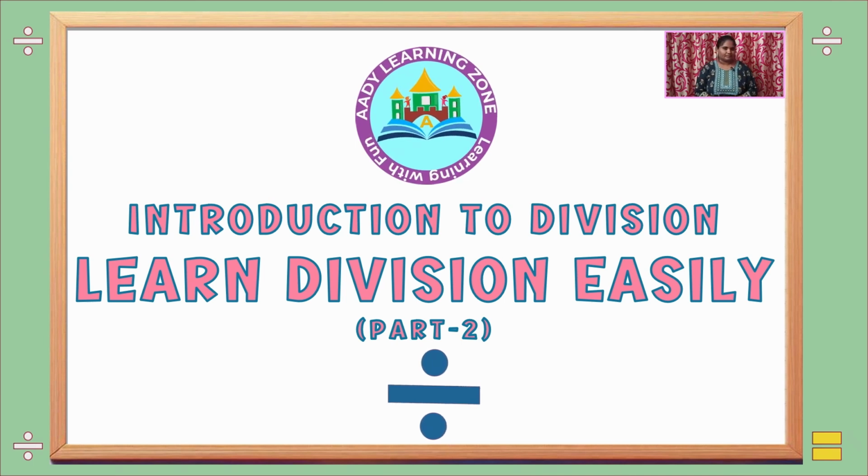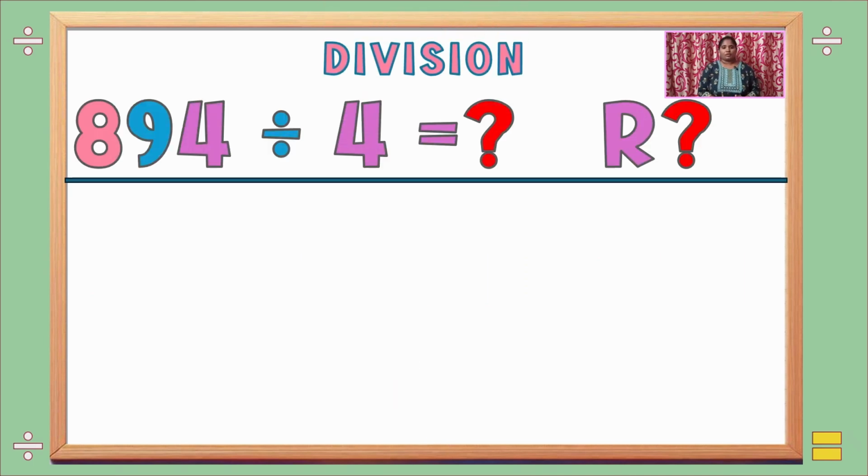Let's go into the sum. 894 divided by 4. Now let's go into the trick.